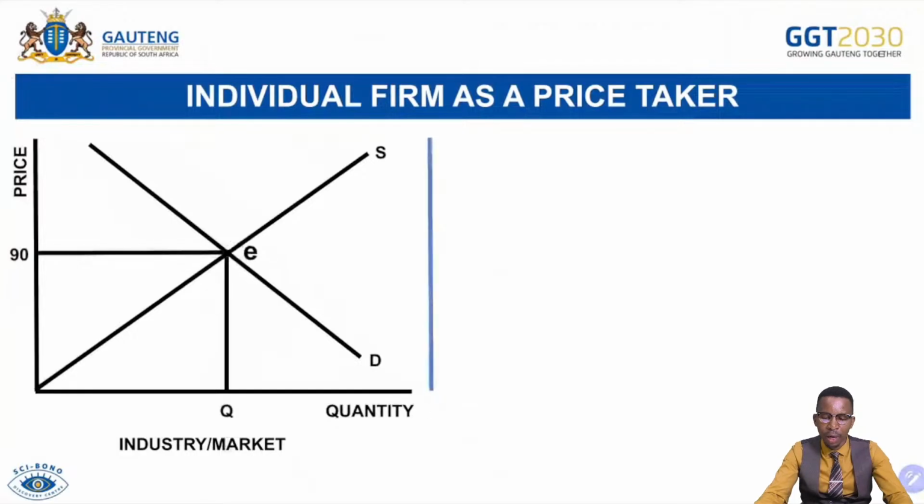After that, we have our demand curve, this side as a price taker, the firm. We have our vertical axis, then horizontal.